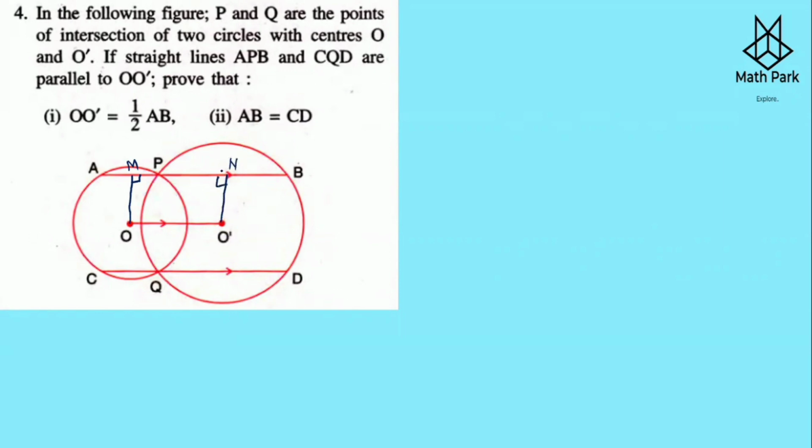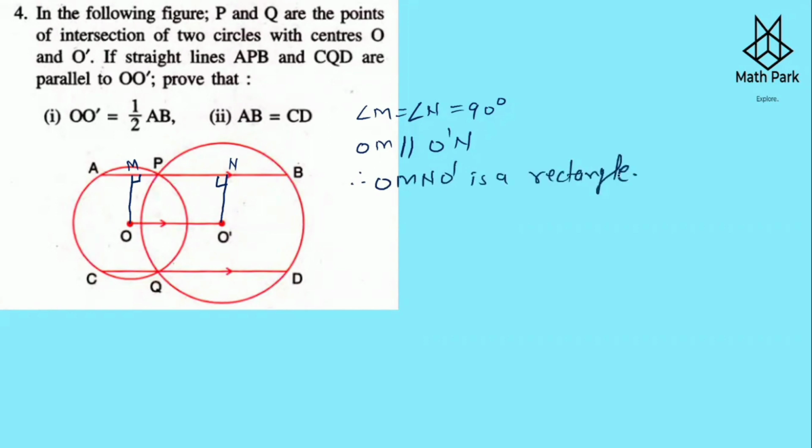So we drop the perpendiculars OM and O dash N. Now, since these are perpendiculars, both angles are right angles. So you get OM parallel to O dash N, since angle M is equal to angle N is equal to 90 degree. And already you are given that the two straight lines are parallel. So therefore you get OMNO dash is a rectangle. So you get OO dash is equal to MN, since opposite sides of a rectangle are equal.